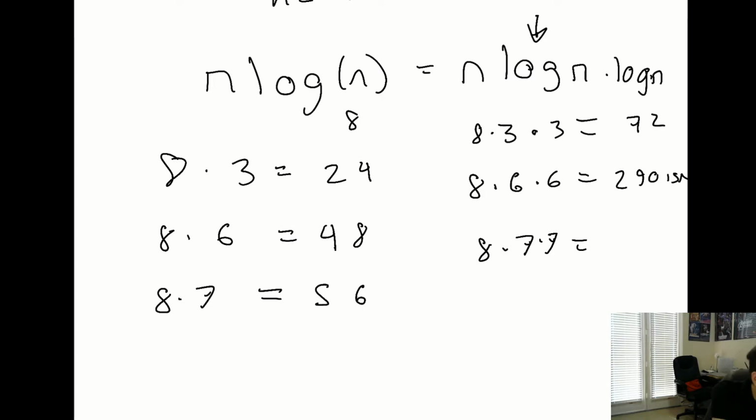8 times 6 times 6 is 288. That's close enough. So I was supposed to do minus 12. Oh yeah, that is 300 minus 12. I should have trusted myself. And then the other one is 392.